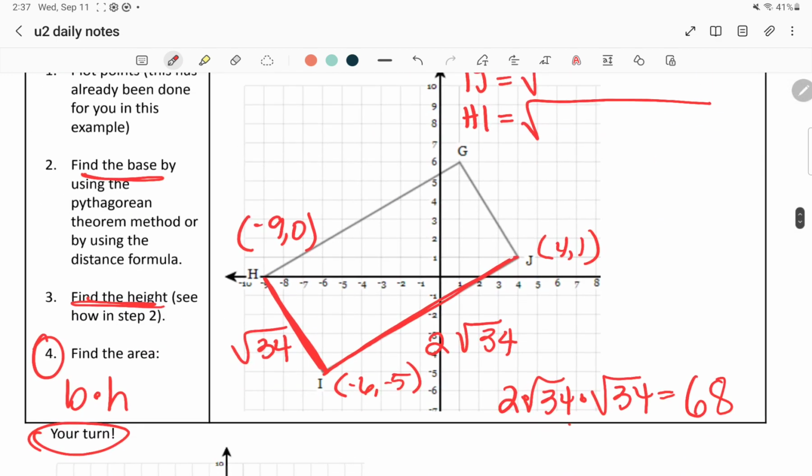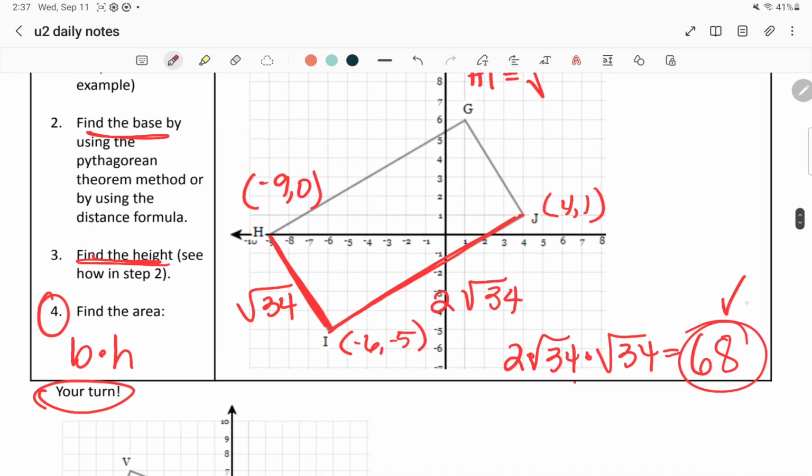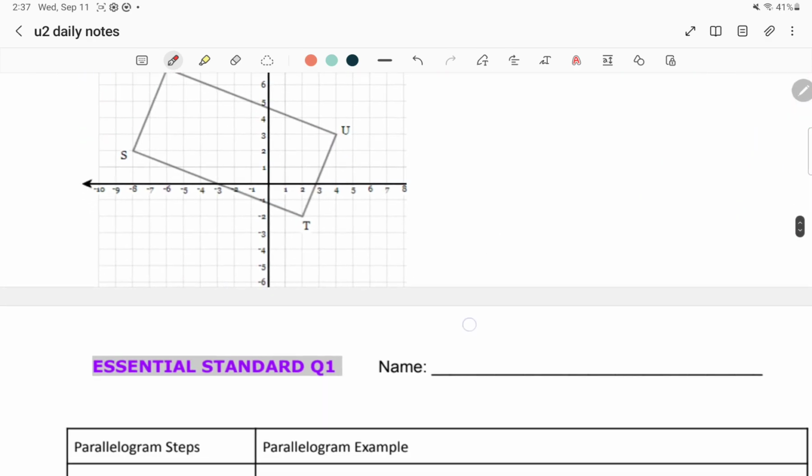For these, notice I got a pretty number. I got a whole number. Nice, pretty 68. That is because I did not convert to a decimal. You want the pretty number. Don't convert to a decimal. Ever. We're keeping it in radical form because we want the pretty whole number.